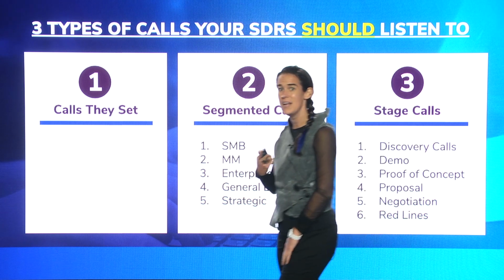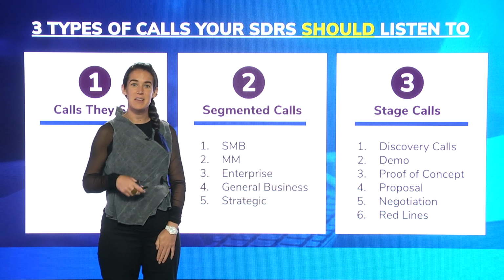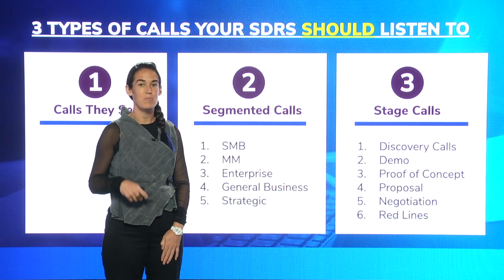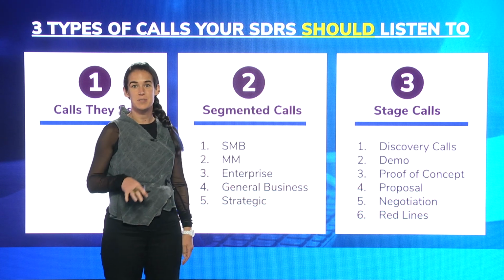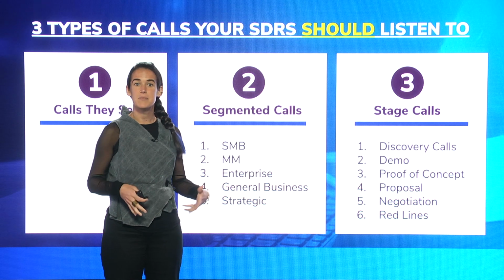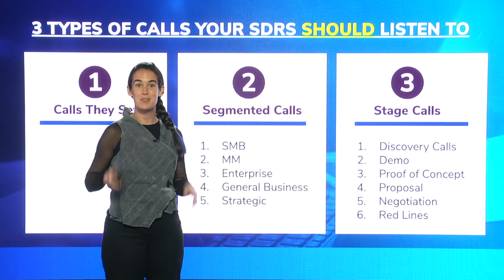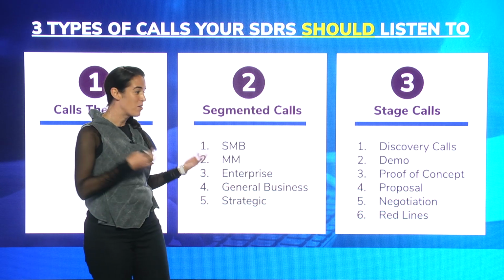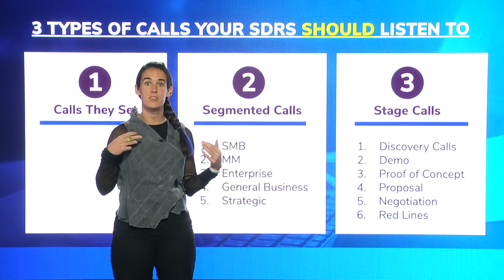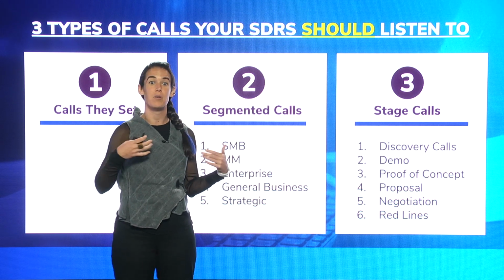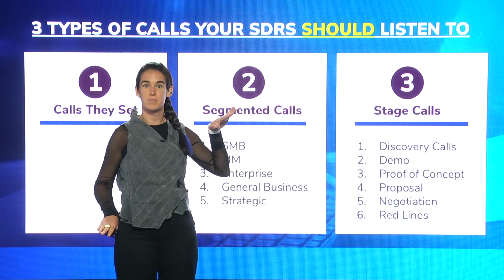The second bucket that they can listen to is segmented calls. So SMB, mid-market, enterprise, general business, and strategic. They're different for every single company and how they define them, but the principle stays the same: an SMB call is typically going to be much different than an enterprise call. I've heard for enterprise, don't let the whale sink the ship. In terms of enterprise, there's going to be a lot more detail that goes into POC. There's going to be a lot more decision makers, a lot more cross-lateral selling, etc. But they're very, very different businesses in terms of segment.